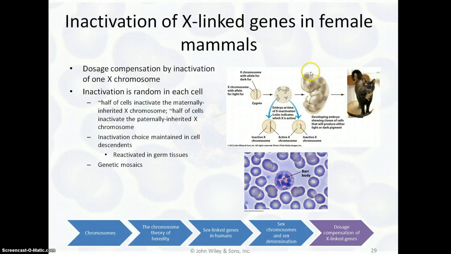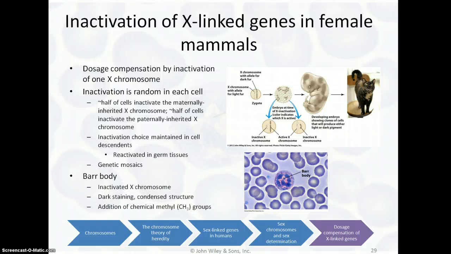As that embryo develops, we're going to have a spotting pattern, where dark fur is developed by the cells where the active X chromosome contains the dark fur allele, and we're going to have patches of light where the cells contain the active X chromosome with the light color allele. This is how we get that patchwork pigment in these female cats. This is seen only in female cats, not in male cats, which is why calico cats are always female.